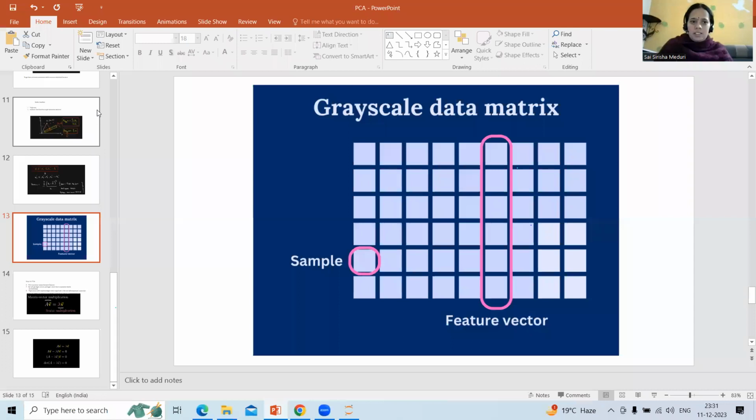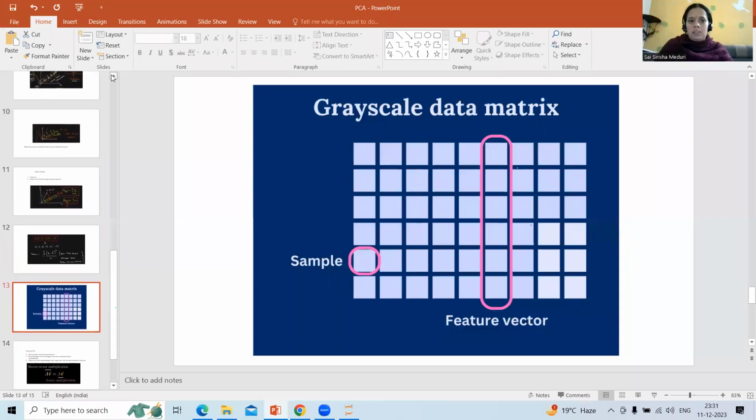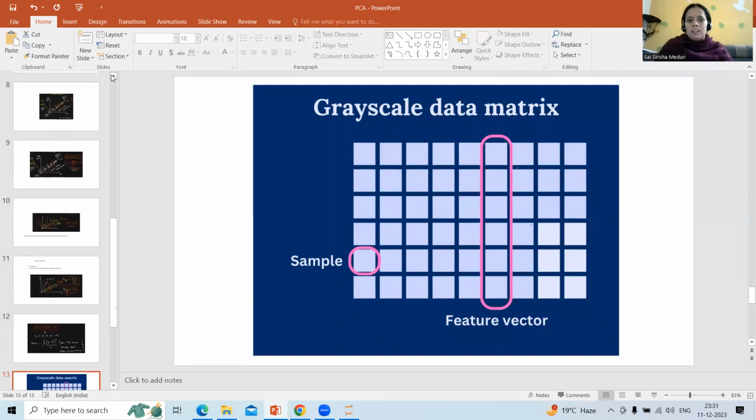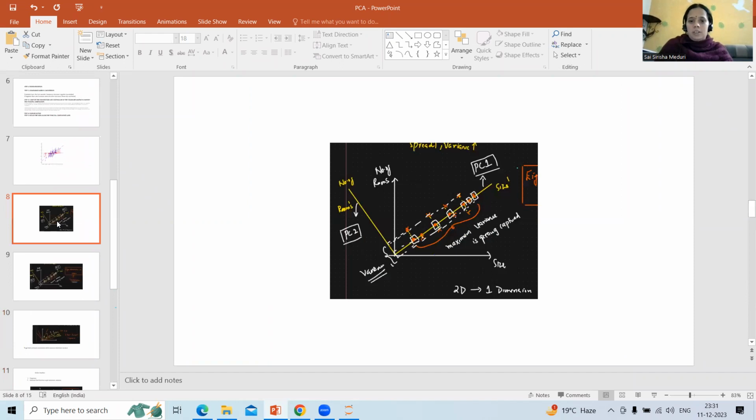Just one more thing I wanted to add. If you go for PCA, we will identify different principal components, out of which principal component one will be the line that has more variance, in the sense it has more spread or more information.